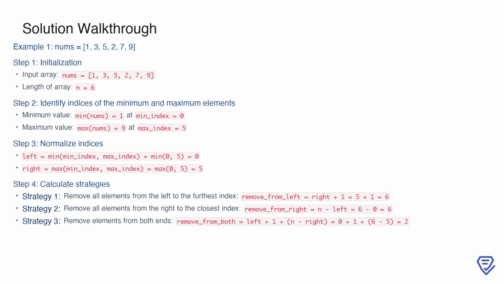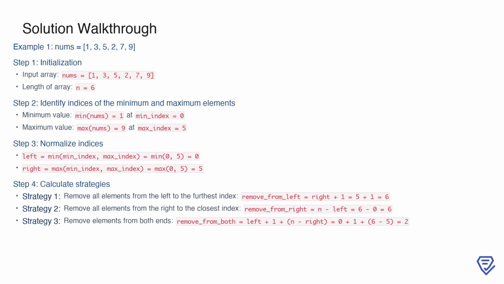found at index 5. Next, we normalize these indices by determining the smaller of the 2 indices, which we call left, and the larger of the 2 indices, which we call right. In this case, left is 0, and right is 5. Once we have these indices, we calculate 3 possible strategies for removing the minimum and maximum elements.